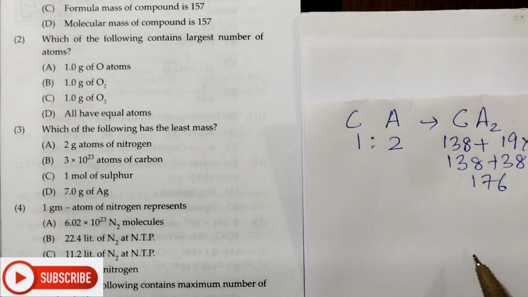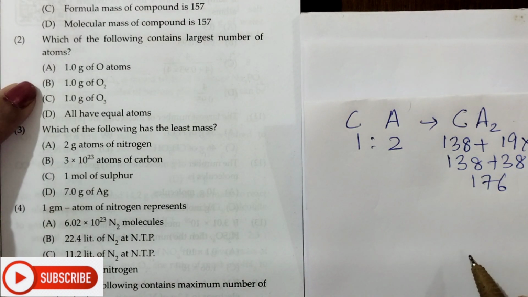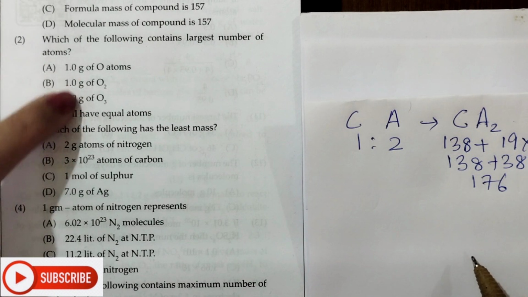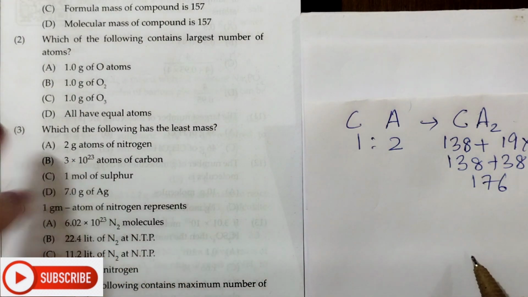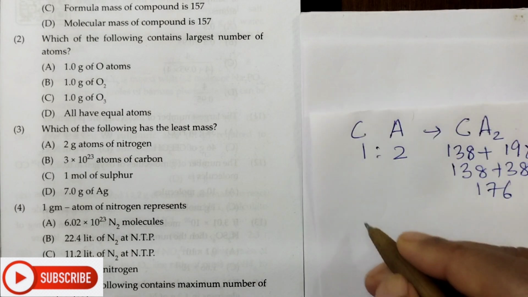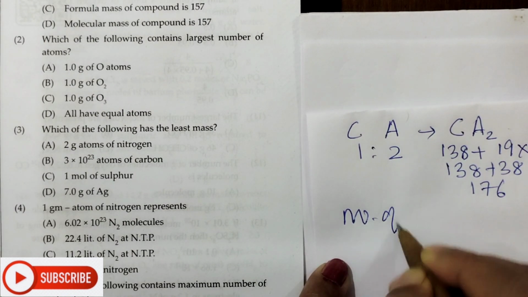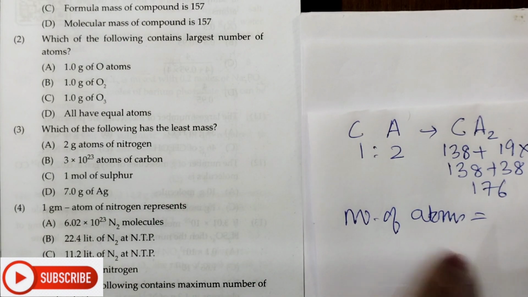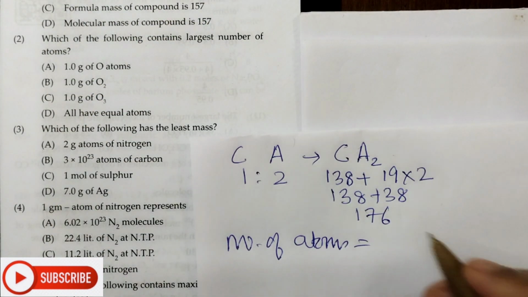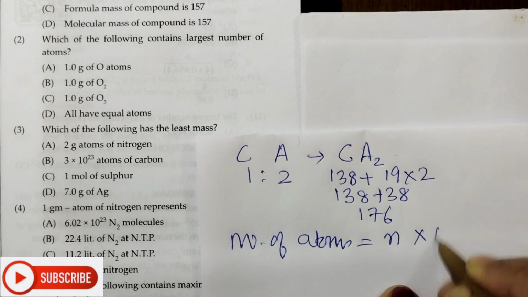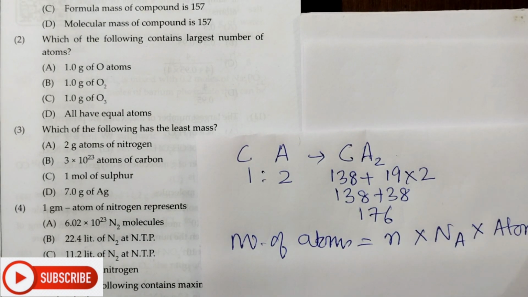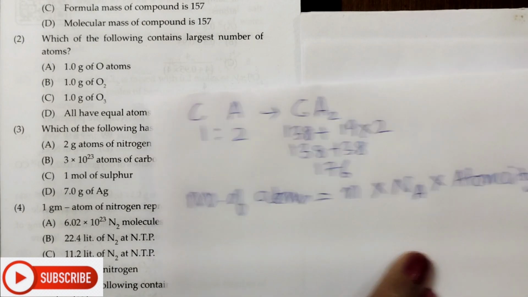Which of the following contains the largest number of atoms? Now students, as they are asking you to calculate the largest number of atoms, I have to convert all the given options into number of atoms. So what is the formula to calculate the number of atoms? Number of atoms is equal to number of moles into Avogadro number into the atomicity of that molecule. So let us go for the first option.